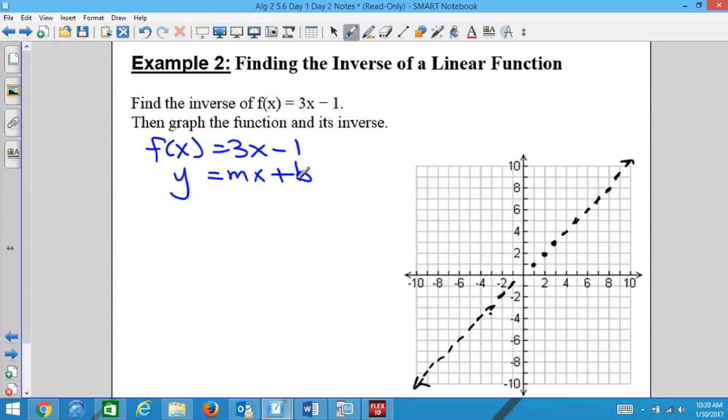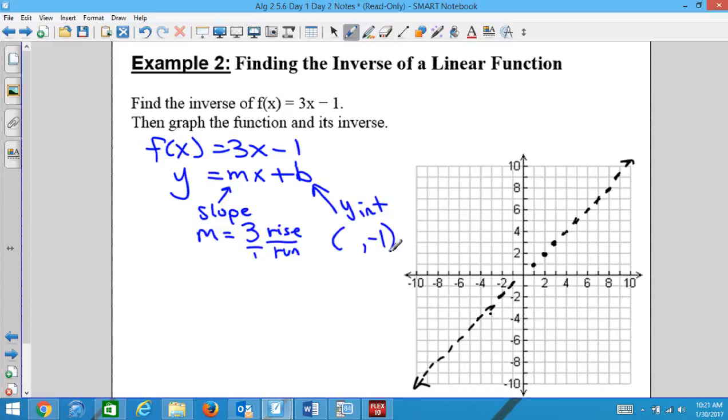So what does m stand for? Slope. Okay, slope is 3, and that is rise over run, so you have to put it over something. 1. Run 1. And then b is the y-intercept, which in this case is -1. And what is x for the y-intercept? Always 0.